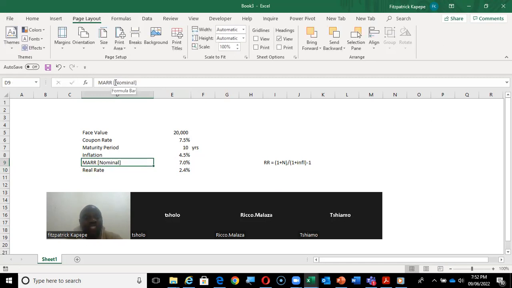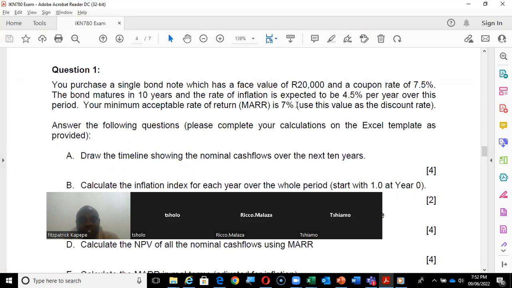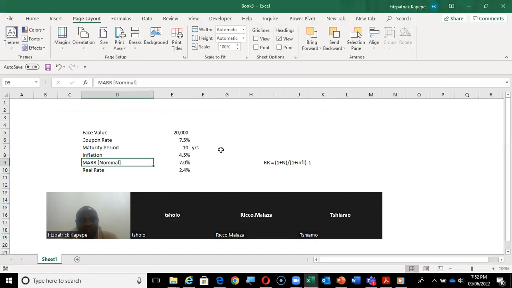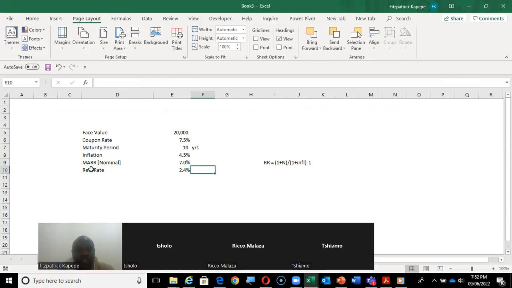And because we have been told by the examiner that your minimum acceptable rate of return is 7%, use this value as the discount rate. Always reserve the coupon rate just for computing the coupons. So this rate we have adjusted for inflation.